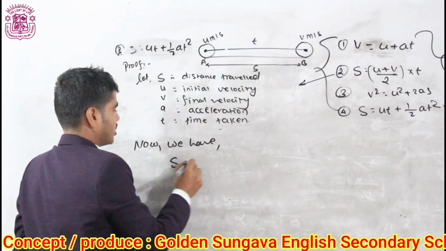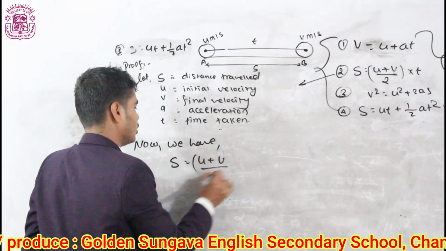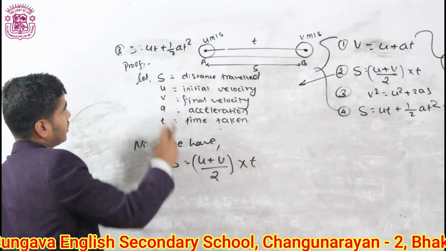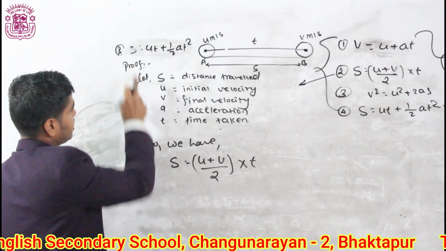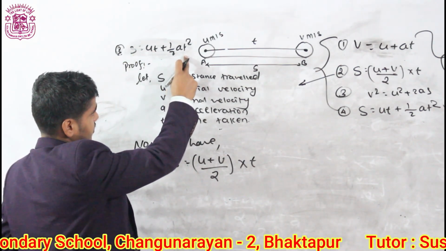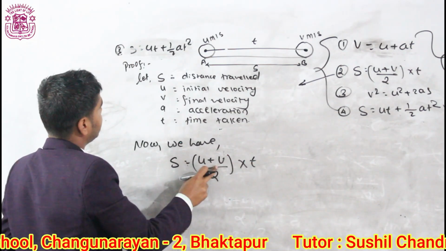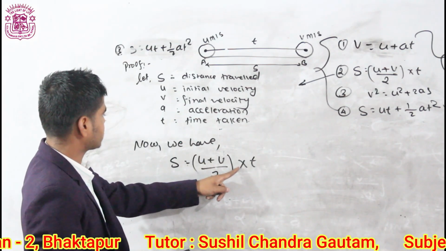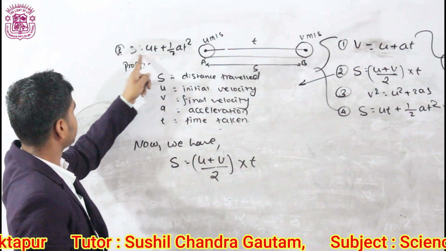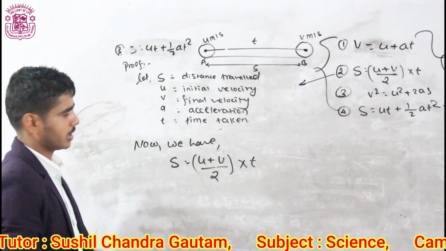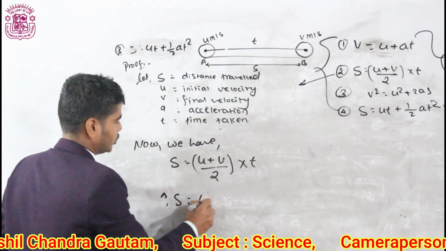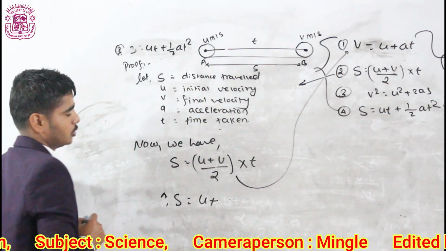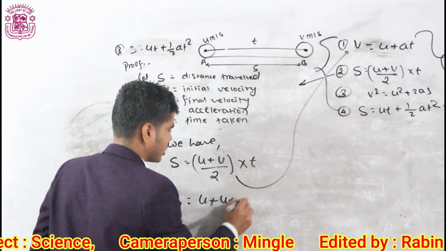We have s = (u + b)/2 × t. What value is not needed here to prove this statement? u is needed, a is not here, t is also required, but b is not required here. All the other values are required, just b is not necessary. There is no b in the statement, so we should replace the value of b: b means u + at.